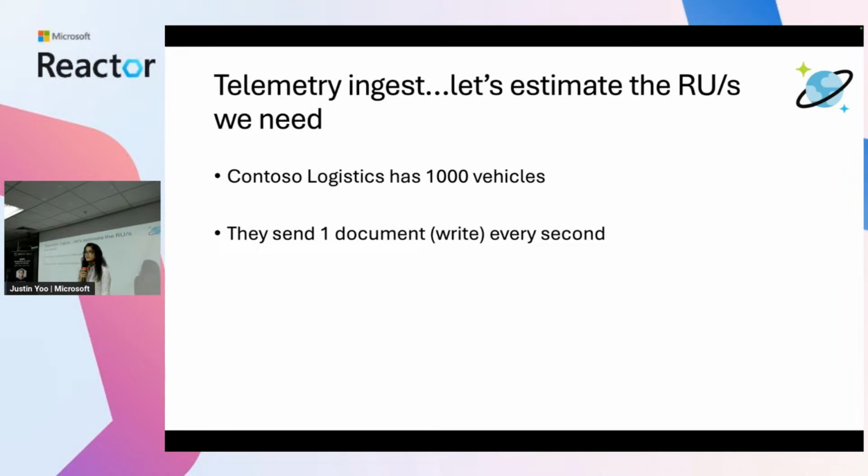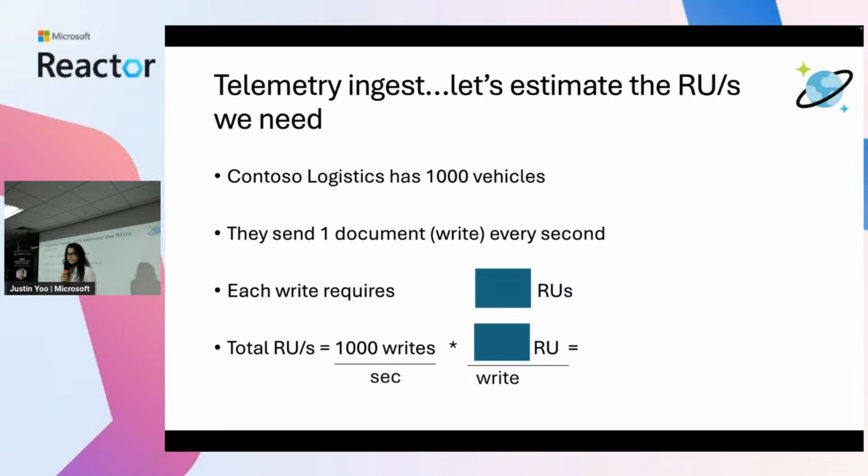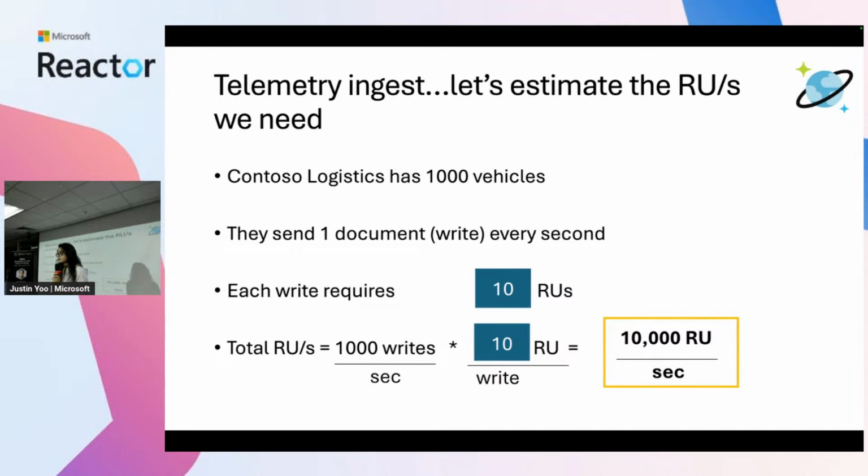So assuming that we have 1,000 vehicles in our fleet and each vehicle sends one write request every second, that means we need 1,000 writes per second, right? And each write requires approximately 10 RUs. That means we need 10,000 RUs per second for our container. So this is the capacity that we need to configure.